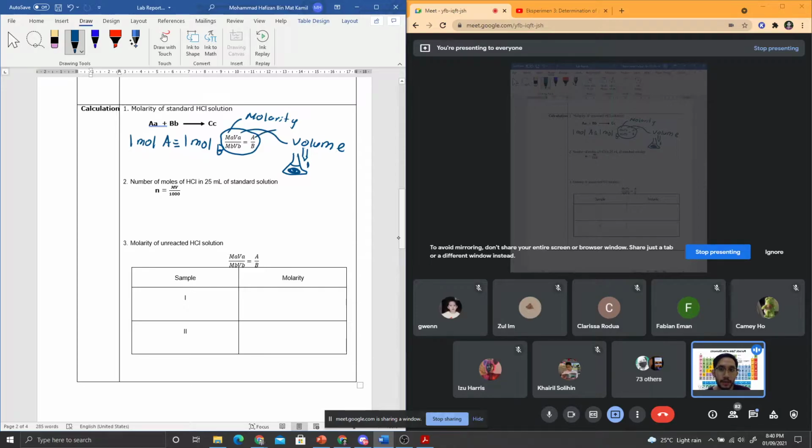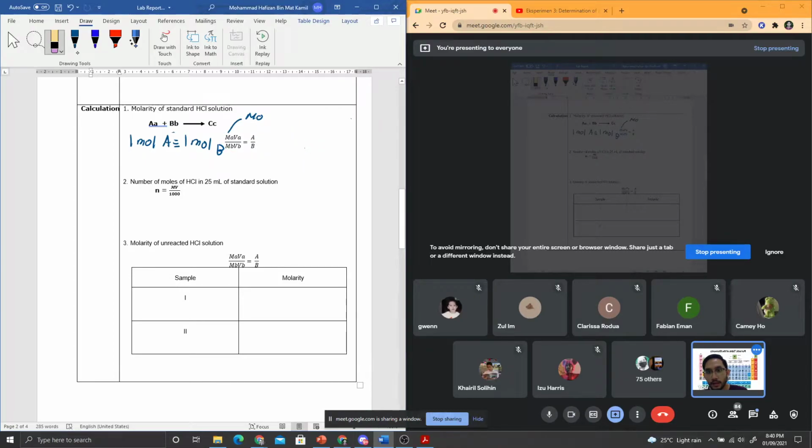A tu is dia punya stoichiometric coefficient lah. Coefficient. So kalau you nak tahu mana satu coefficient is depan dia. So contohnya HCl dia ada 2, this is the stoichiometric coefficient. Okay.